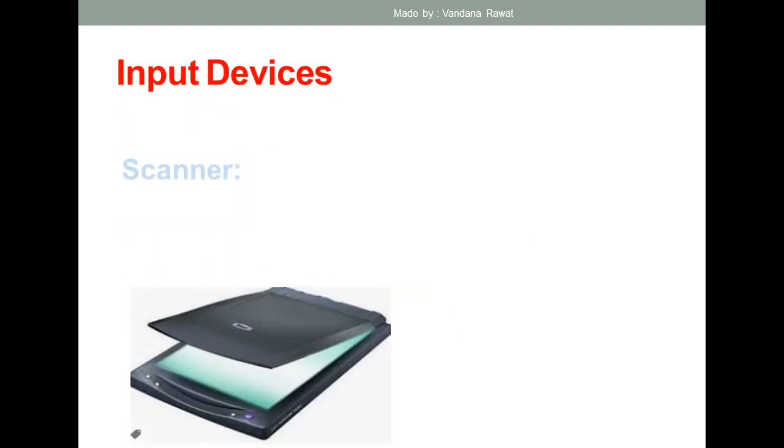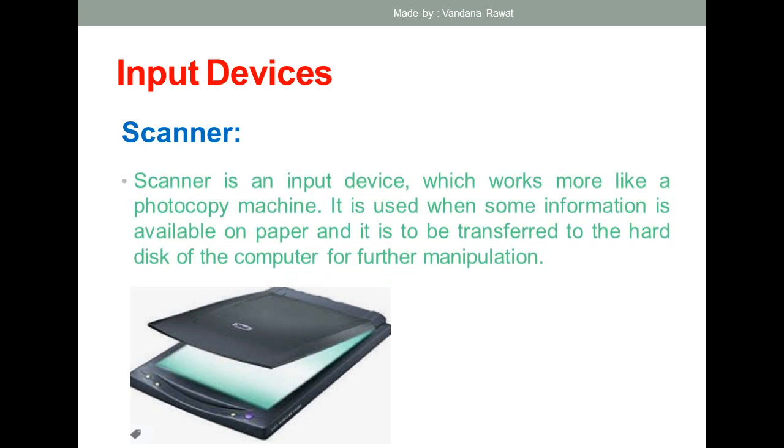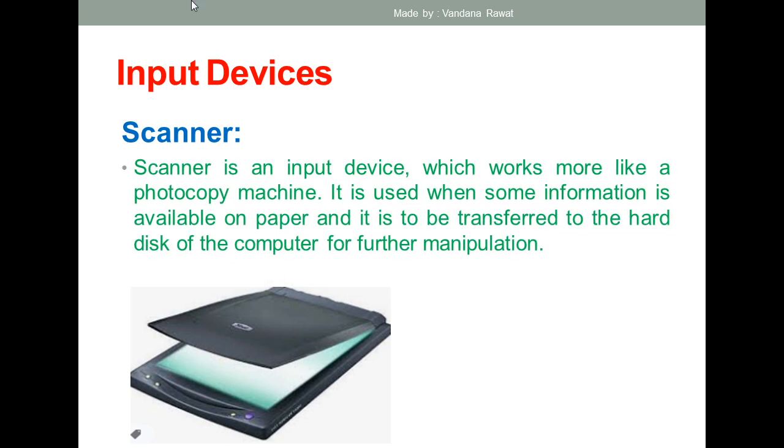Then after that the next input device is the scanner. So the scanner looks like this. What does a scanner do? Generally, if you have a hard copy of a document and you want the soft copy of that particular hard copy, like you have a photograph and you want it in digital form, then what type of device will you use? In that case you will use the scanner.